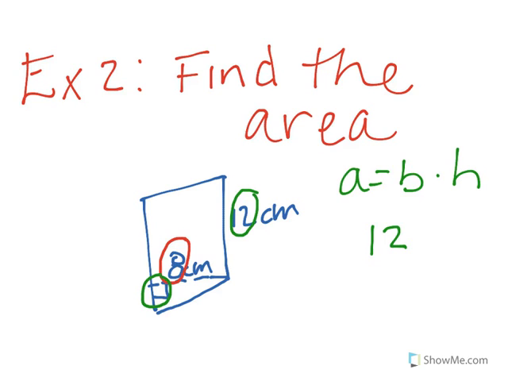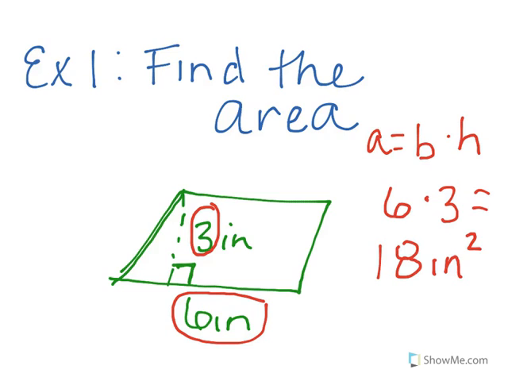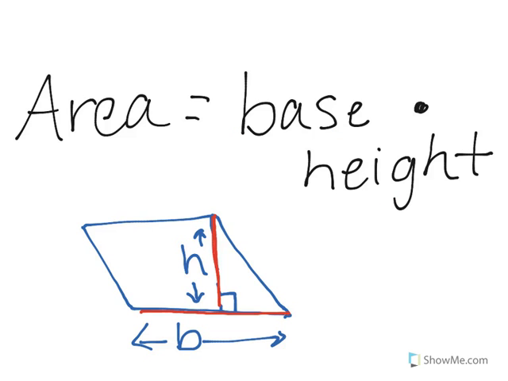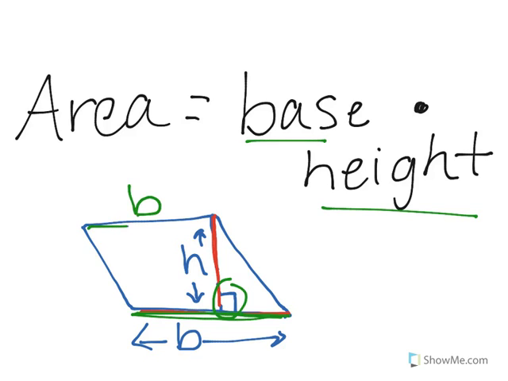So I'm going to say 12 times 8, and 12 times 8 equals 96. The units I'm dealing with here are centimeters, so it's centimeters squared. In order to find the area of a parallelogram, I'm just going to multiply my base times my height. My height is always the side that's near my right angle right there, and my base is any one of the sides of my parallelogram. For example, this can be my base, or even this could be my base.